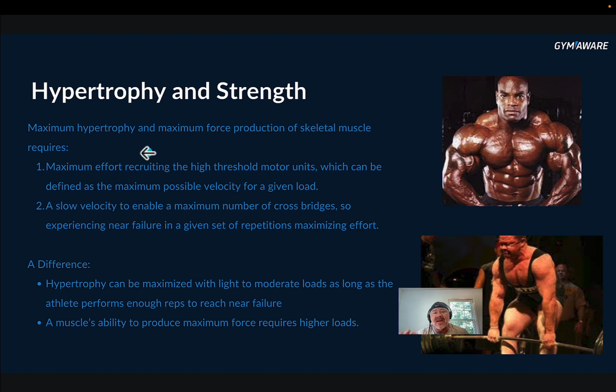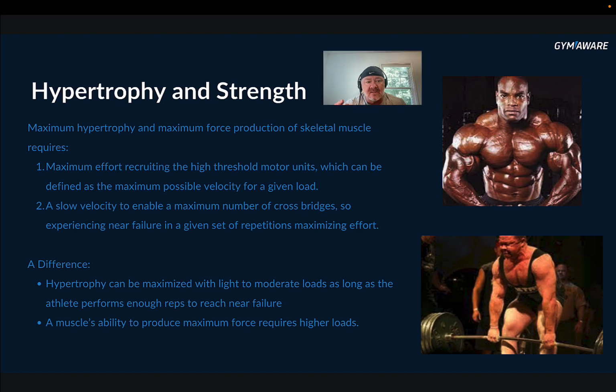All right, now hypertrophy and strength. Maximum hypertrophy and maximum force production of skeletal muscle requires the maximum effort recruiting the high threshold motor units. That's always required, which can be defined as the maximum positive velocity at any given load. So if you're doing the maximum effort with 100 pounds, or you're doing 500 pounds and you're also doing the maximum effort possible, you will recruit those high threshold motor units. A slow velocity, however, enables a maximum number of cross bridges, like I was telling you. So experiencing near failure in a given set of repetitions, maximizing the effort, is going to maximize hypertrophy and strength.